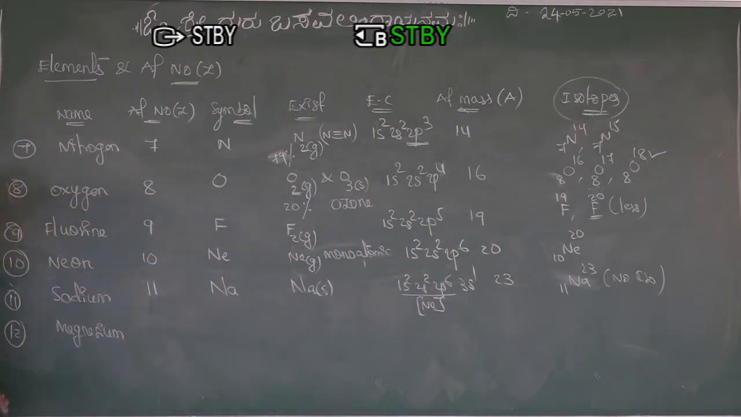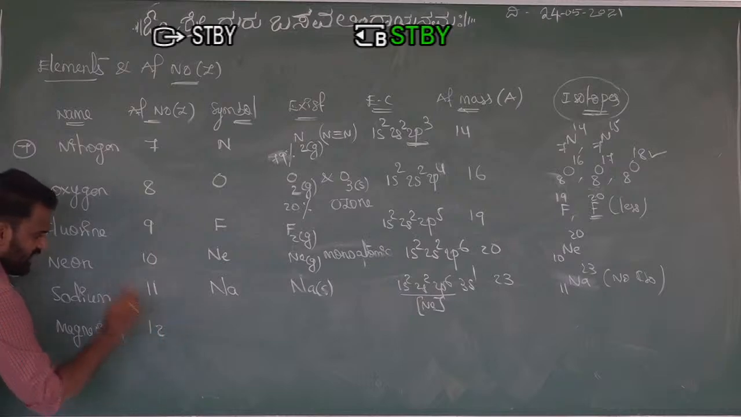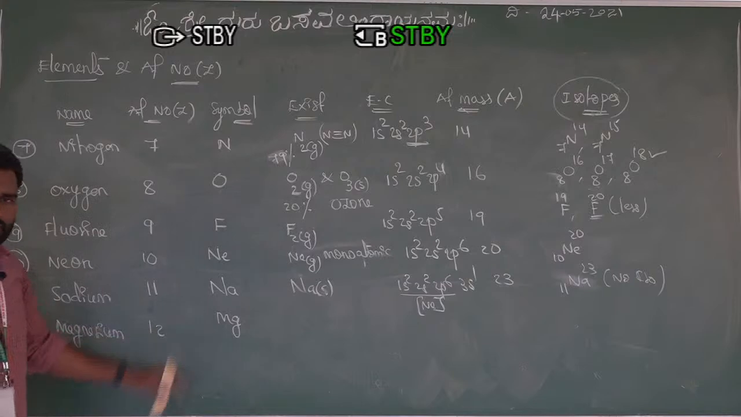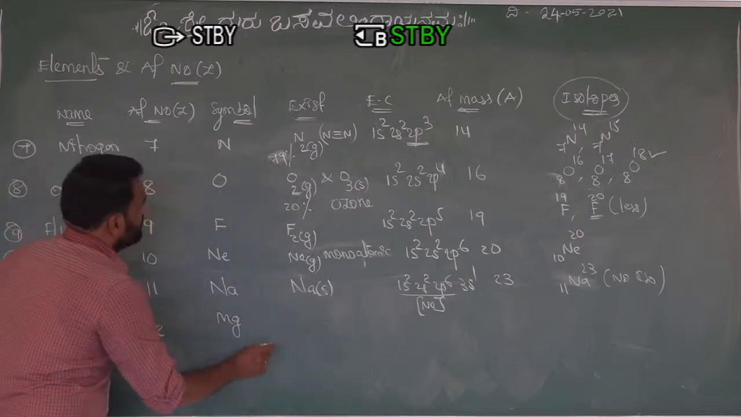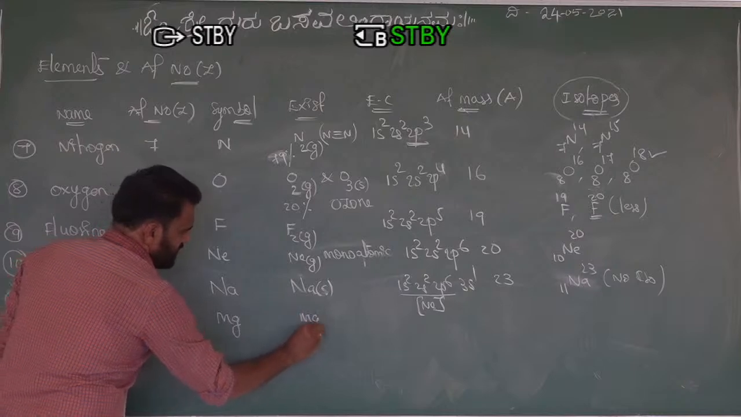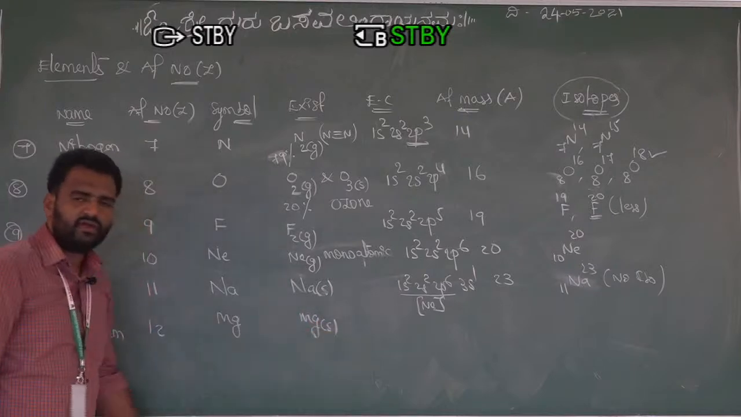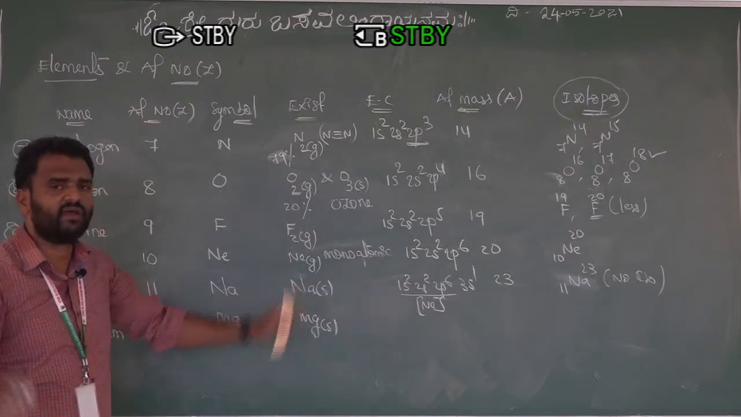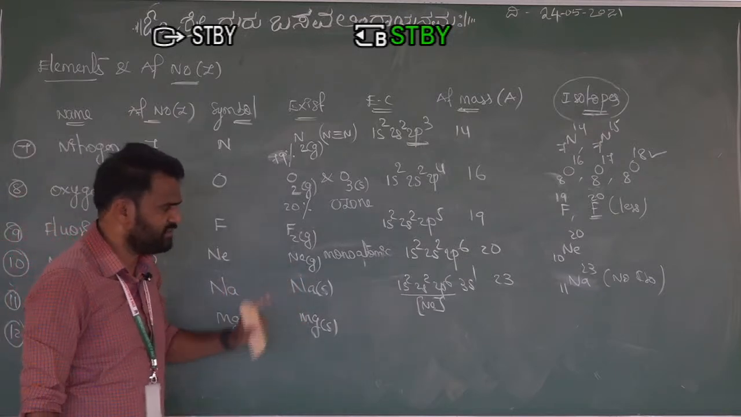Next one is magnesium. Magnesium's atomic number is 12 and its symbol is Mg. Magnesium is a metal, so it will exist in metallic form or in combined form. Here, the elemental state means Mg will exist.